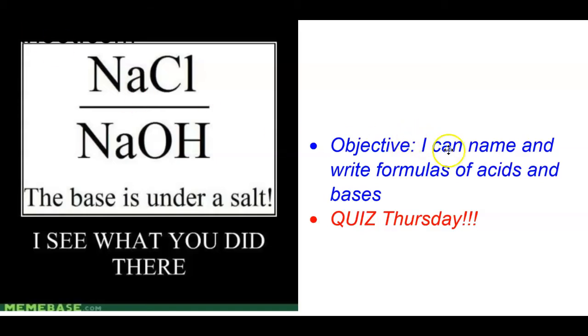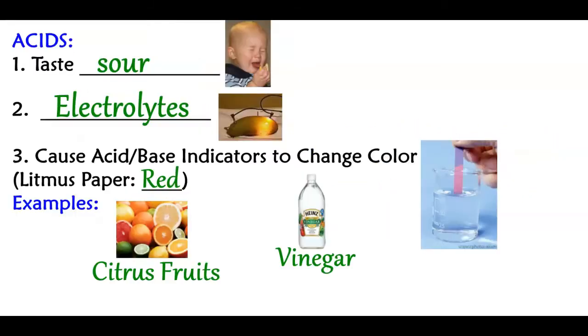Our objective today is I can name and write formulas of acids and bases. So first let's distinguish between acids and bases. Acids taste sour. They are electrolytes, which means they can conduct an electrical current. And if you have an indicator, it would change color in the presence of an acid. Litmus paper is one example, which turns red when dipped in the presence of an acid. Some examples of acids in your household would be citric fruits and vinegar.